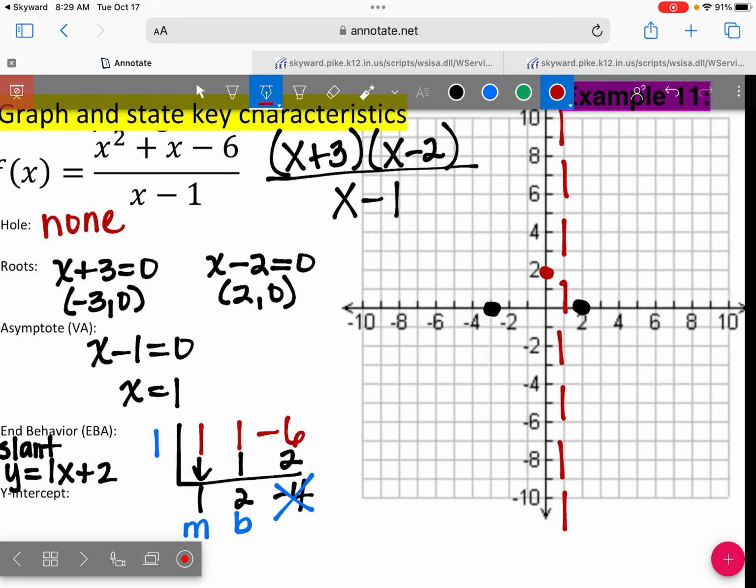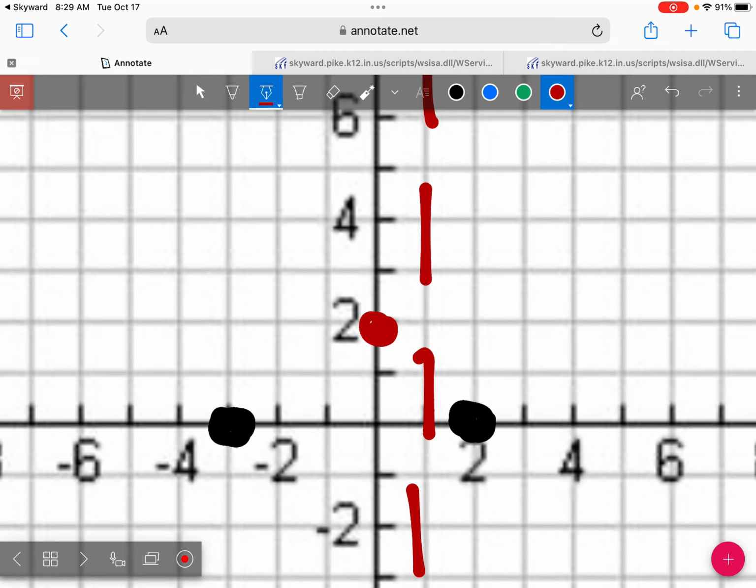I'm going to put a point at 2. My slope is 1. I'm going to zoom in really close. So you start at B, and then your slope tells you how to move. Because my slope is 1, I'm going to go up 1, to the right 1, put a point. Up 1, to the right 1, put a point. Up 1, to the right.